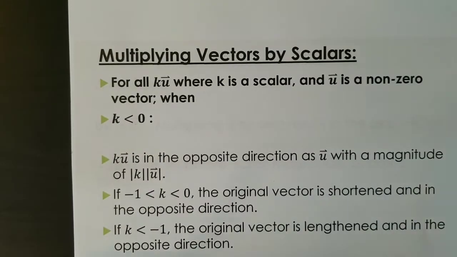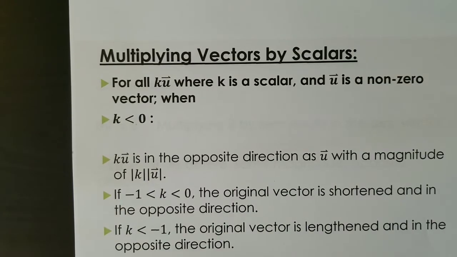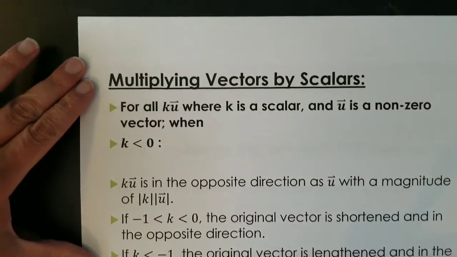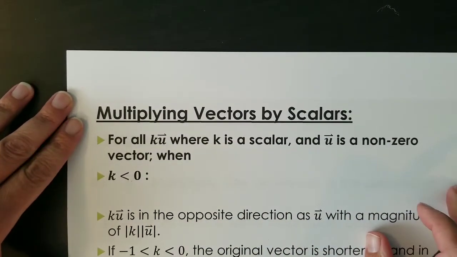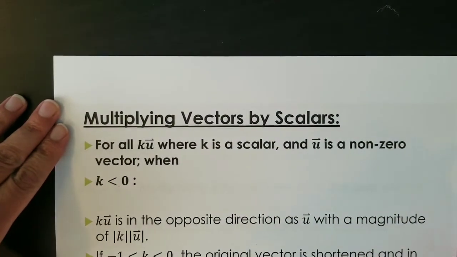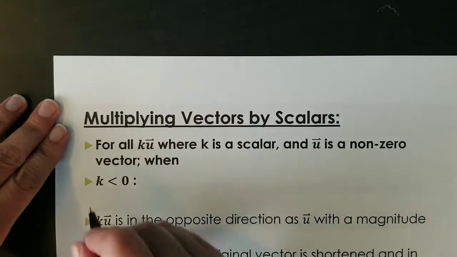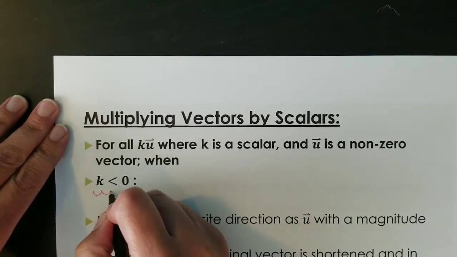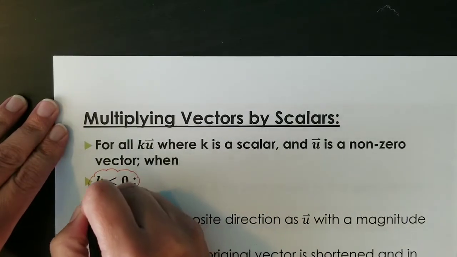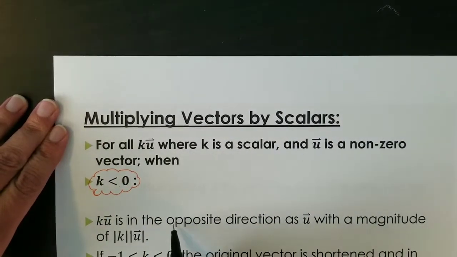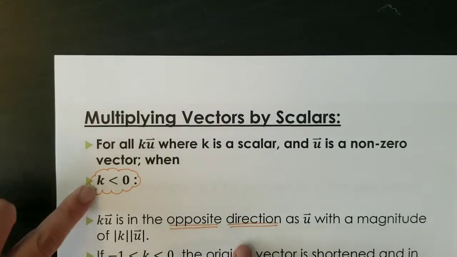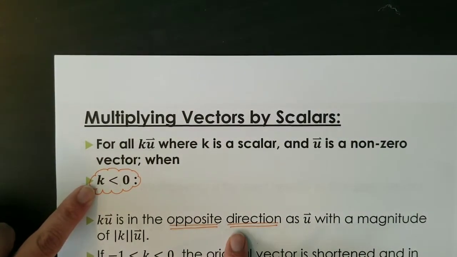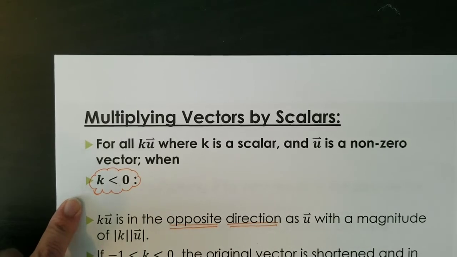Kind of the opposite of that is if we had a negative k value. So again, k is our scalar, u is a non-zero vector. If you have a zero vector, it doesn't matter what scalar you multiply it by, you're still just going to get the zero vector. Now, if we have a negative value for k, the resulting vector after the multiplication will be in the opposite direction. So a negative sign for your scalar changes the direction of your original vector.